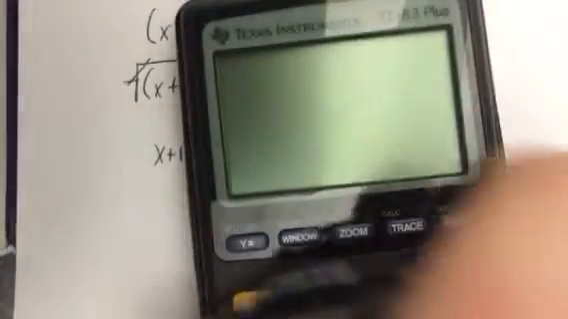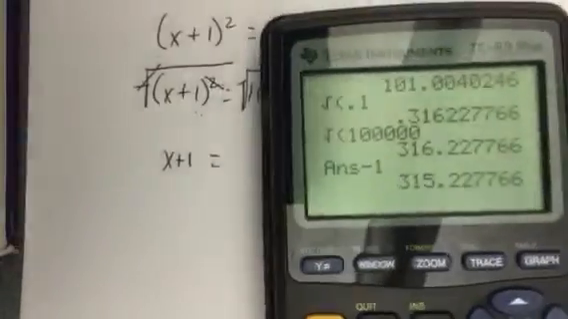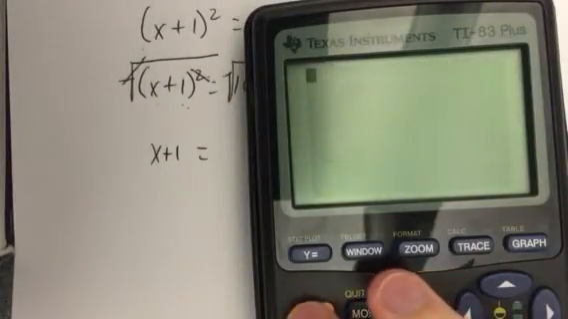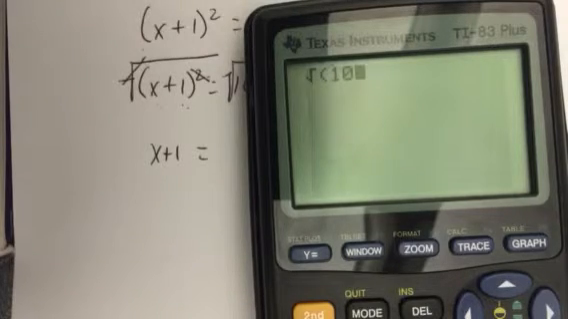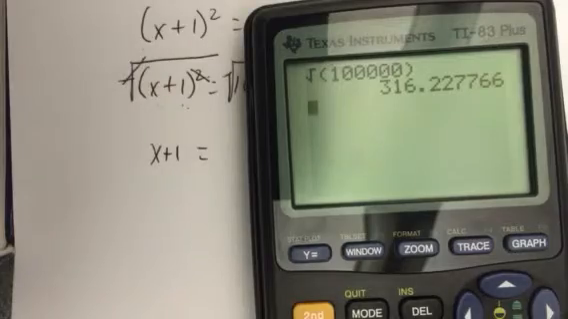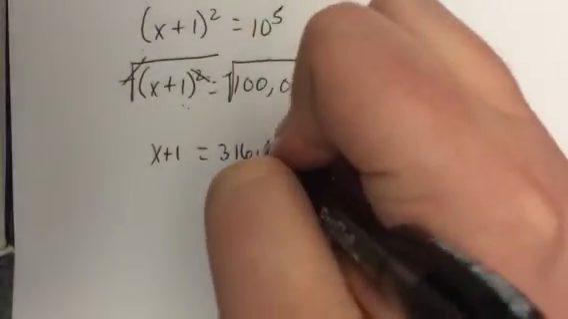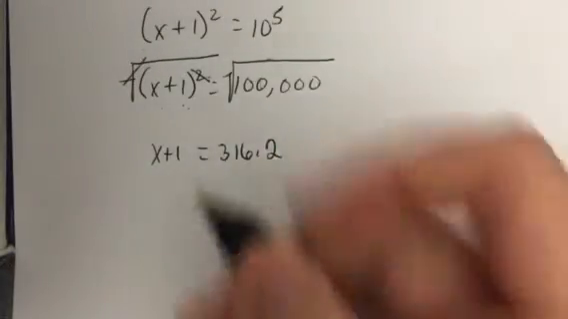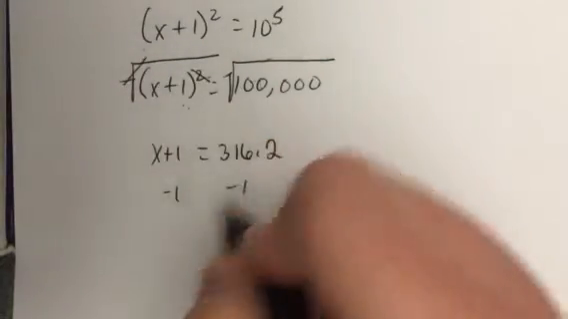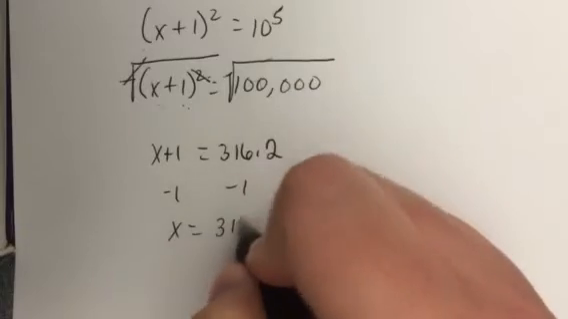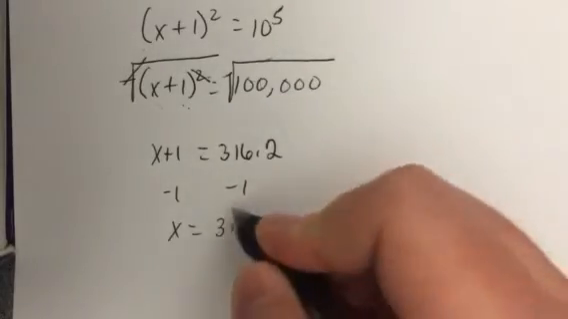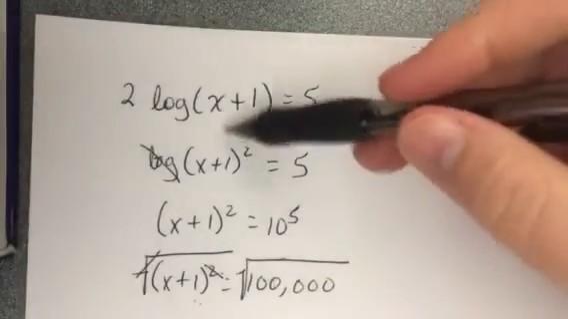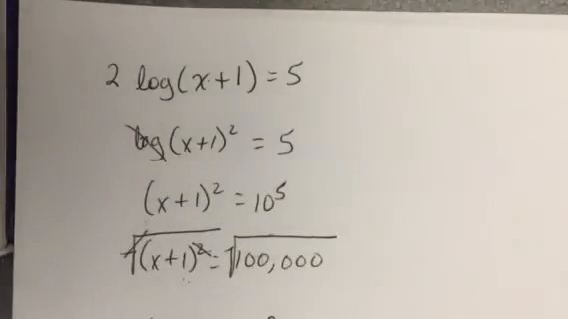So let's throw that into our calculator. Clear that. Second square root, 100,000. Make sure I have 5 zeros. And I get 316.2. Now I subtract 1. X equals 315.2. Again, if you want to check it, plug that 315.2 back in for x and see if you don't get 5.